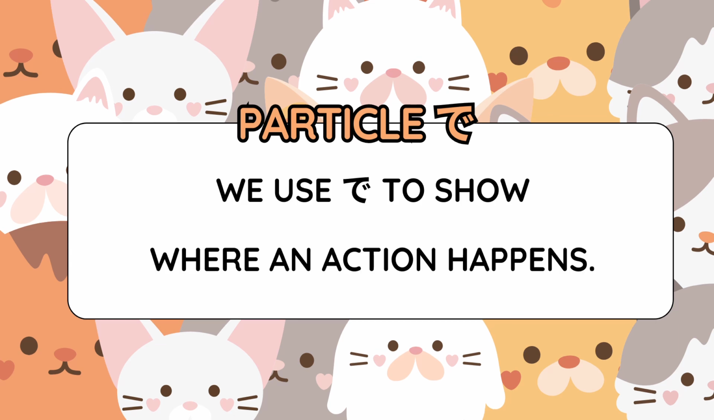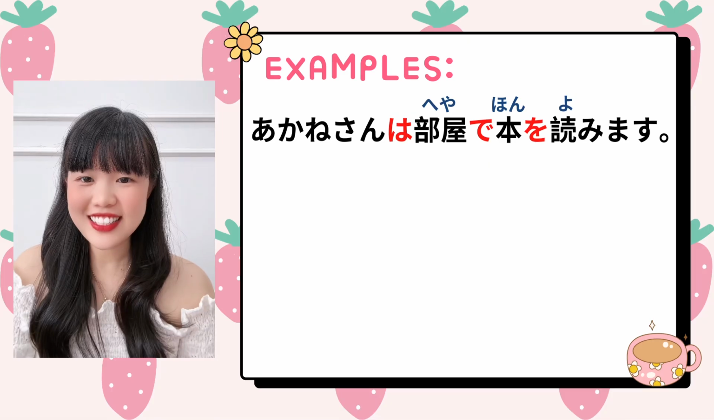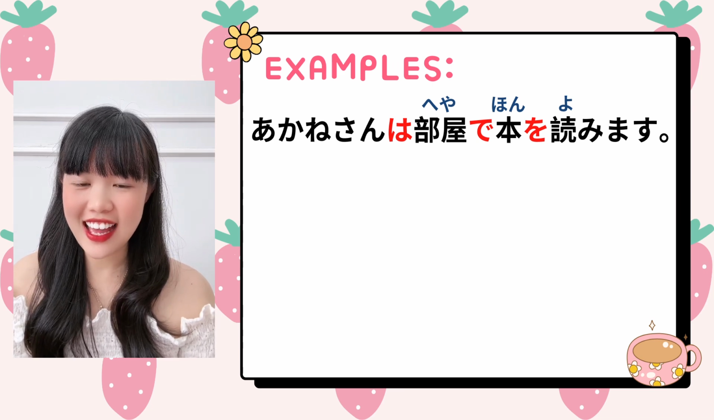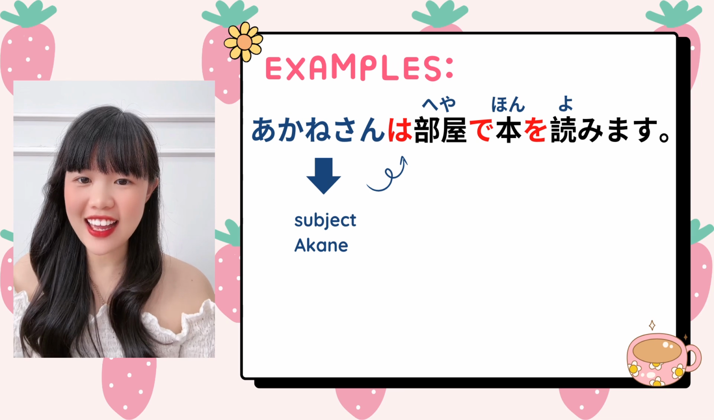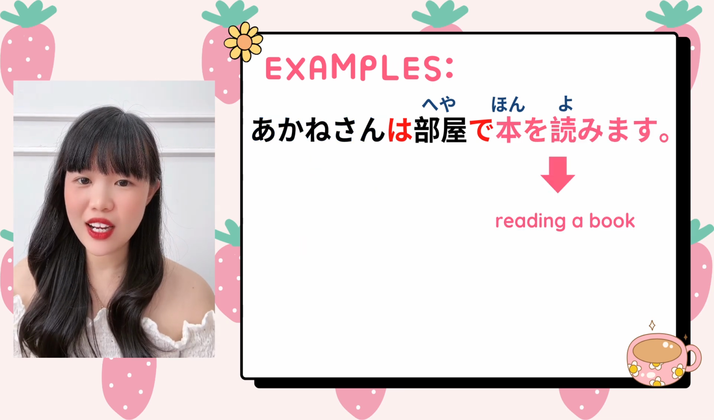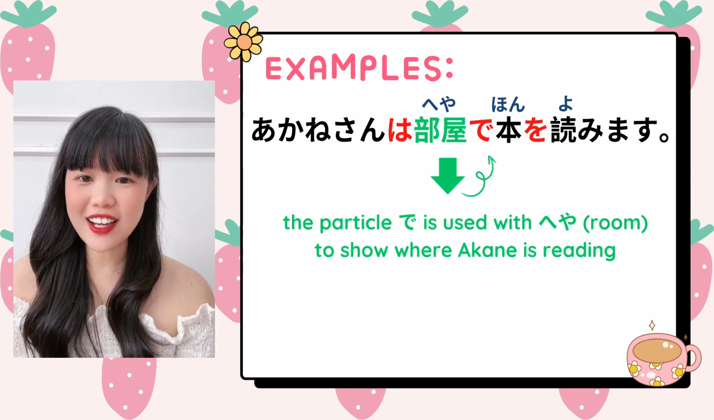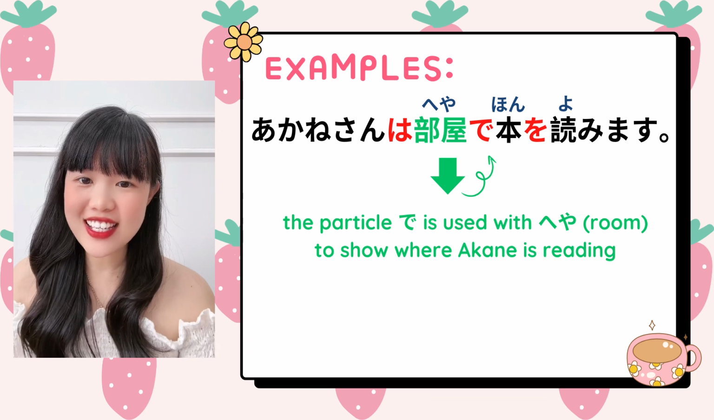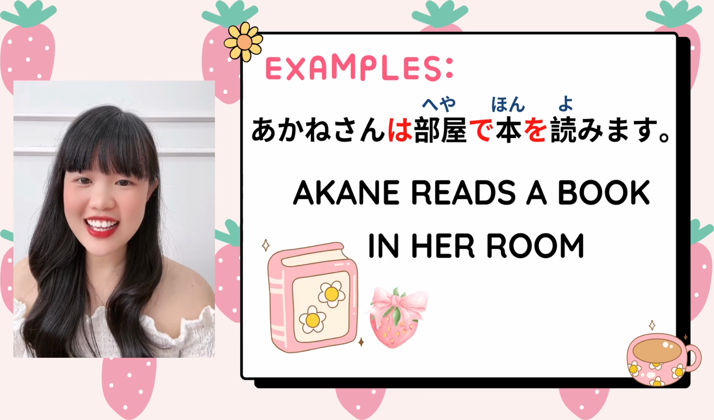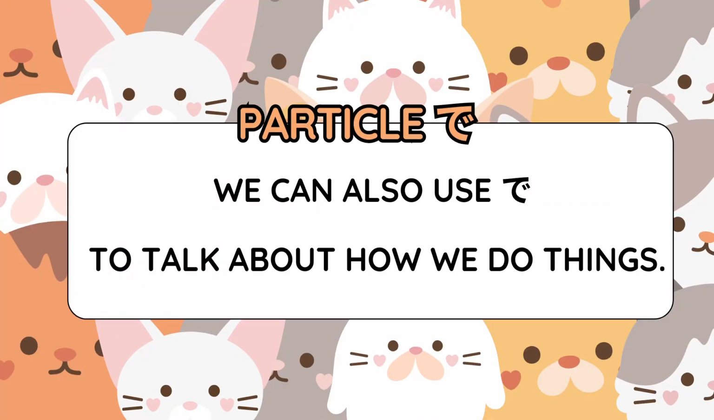After learning about the particle ni, we need to talk about the particle de. We use de to show where an action happens. For instance, Akane-san wa heya de hon o yomimasu. Before the particle wa is Akane-san, so Akane-san is the subject. Hon o yomimasu meaning reading a book. Here, the particle de is used with heya, room, to show where Akane is reading. Therefore, Akane-san wa heya de hon o yomimasu means Akane reads a book in her room. We can also use the particle de to talk about how we do things.